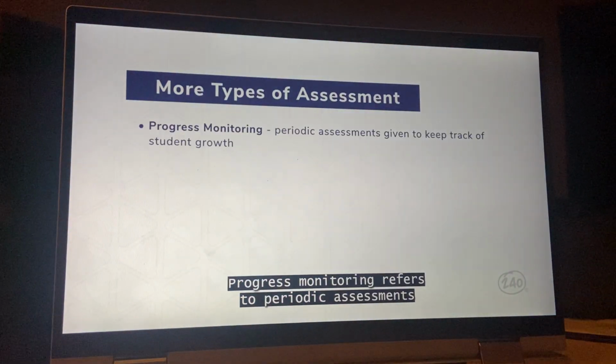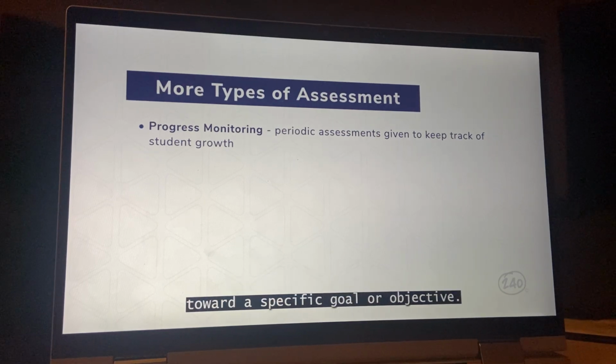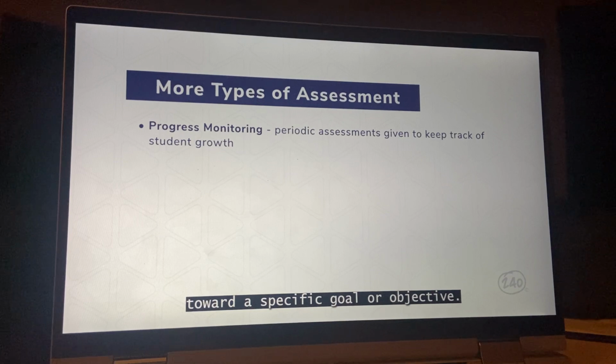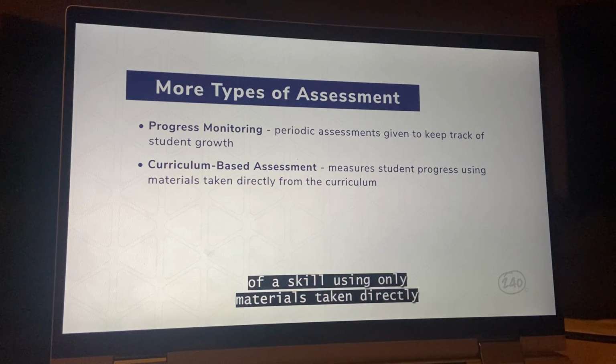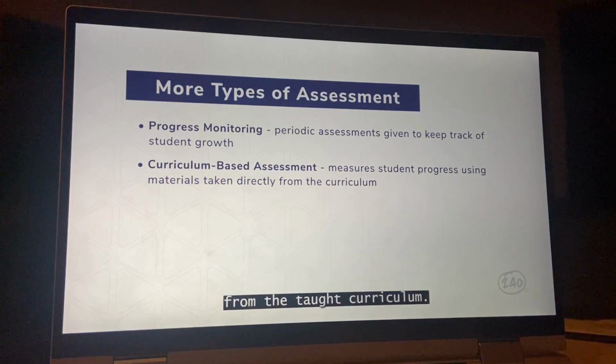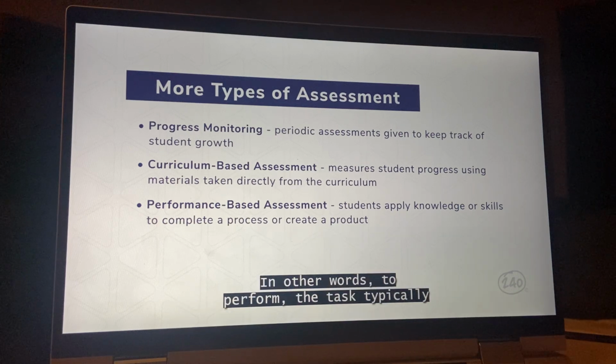Progress monitoring refers to periodic assessments given to keep track of student growth toward a specific goal or objective. Curriculum-based assessment measures student progress toward mastery of a skill using only materials taken directly from the taught curriculum. Performance-based assessment requires students to apply knowledge or skills acquired in a unit of study. In other words, to perform.